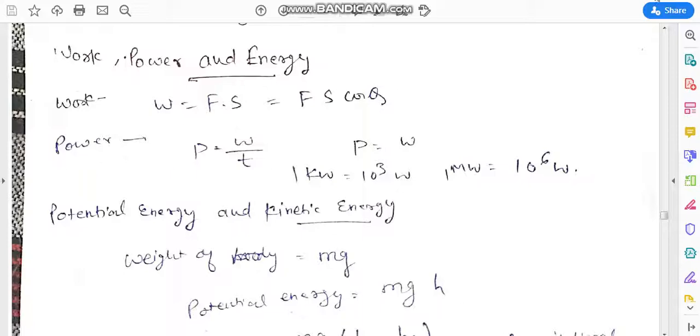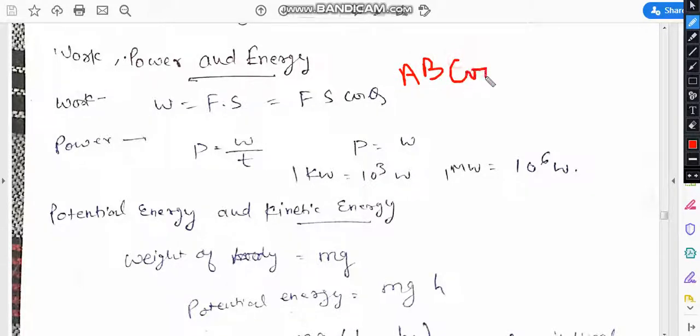Let's discuss work, power and energy. Okay, so what is work? Work is defined as W equal to the dot product of force and displacement, so that is F dot S. For the dot product, A dot B is nothing but AB cos theta. So W is equal to F dot S, which is Fs cos theta.